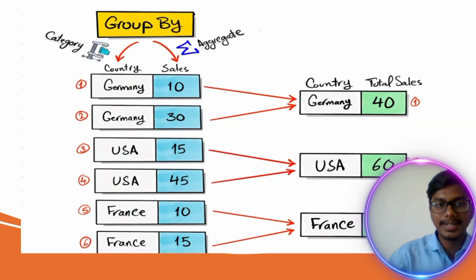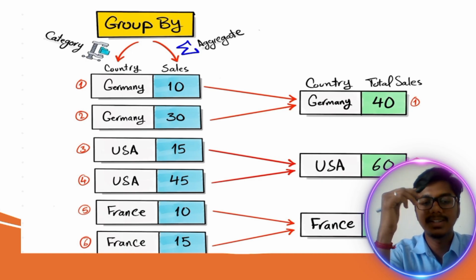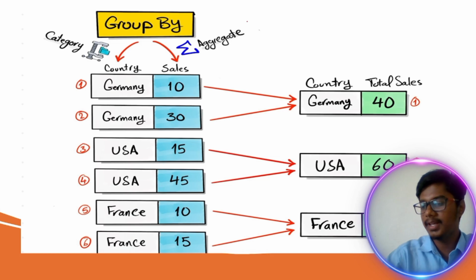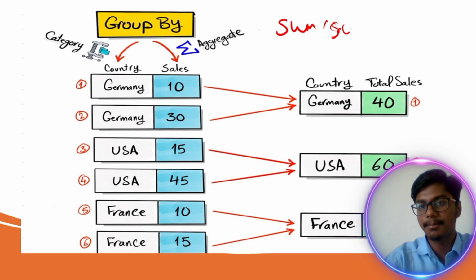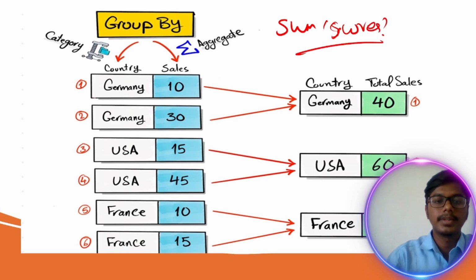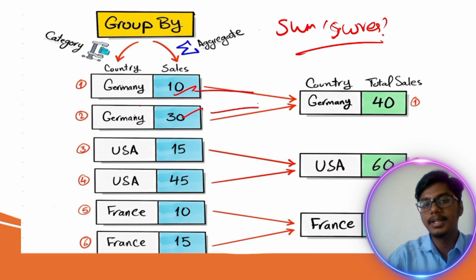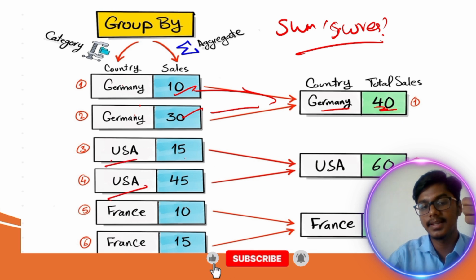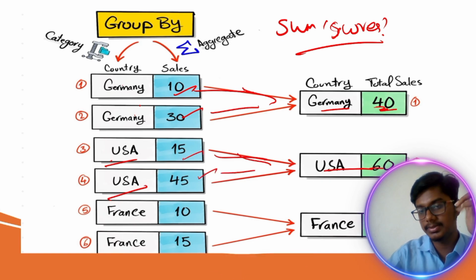So how does group by work here? This is the most interesting part. For Germany, I want to aggregate the sum. The main motive is the sum of the scores. There are two Germany rows, with scores 10 and 30. They merge into one Germany and the total is 40. Again, one country appears two times, USA, with the first USA score 15 and the second 45. We merge them and the output is 60.